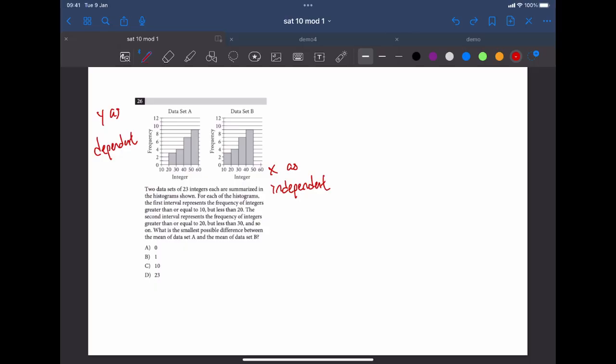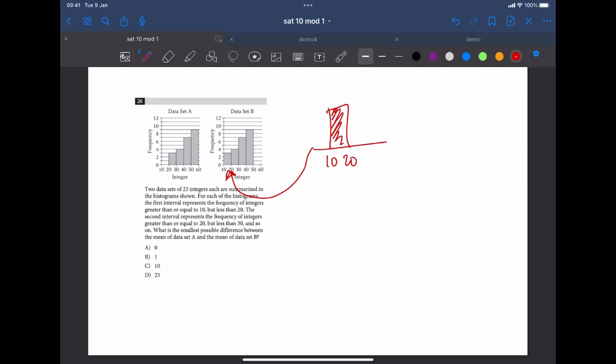So for this question, it reads, two data sets of 23 integers each are summarized in the histogram shown. For each of the histograms, the first interval represents the frequency of integers greater than or equal to 10, but less than 20. So what that really means is that some box is set from 10 to 20. If I were to zoom in on this right here, all it's saying is that the frequency of integers greater than or equal to 10, but less than 20.